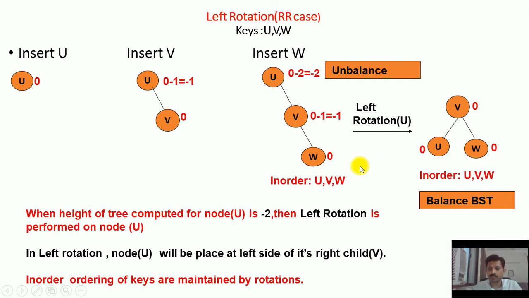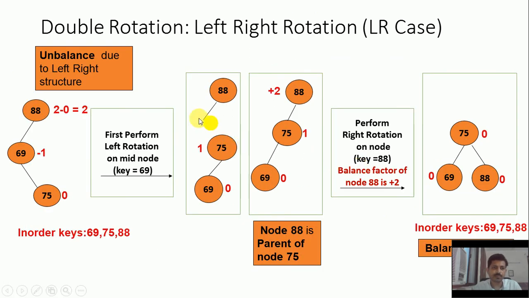And the third case is left right rotation. The tree is unbalanced due to a left right case, so we have computed the balance factor here. In left right rotation, we first perform a left rotation, then a right rotation. So we perform the left rotation at the mid node. What is left rotation? Node 69 will be placed at the left side of 75, and the connection will be broken here. Again, 88 will be the parent of node 75. So this is our left rotation.